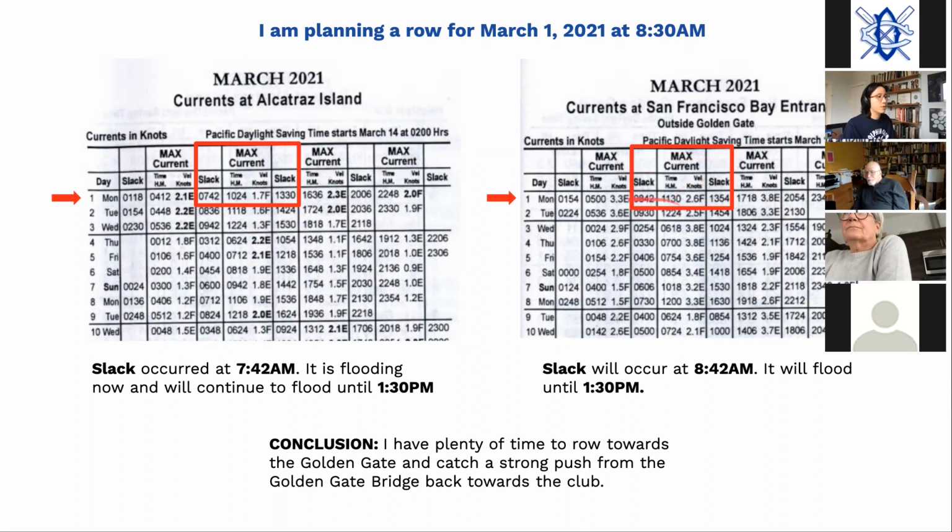Now, if I look at the currents at San Francisco Bay entrance, slack is actually going to occur after I start rowing. So as I get closer to the bridge, it might be a pretty weak flood. But by the time I get to the South Tower of the bridge, the flood will be quite strong, and I'll get a nice push all the way back to the club when I turn around.